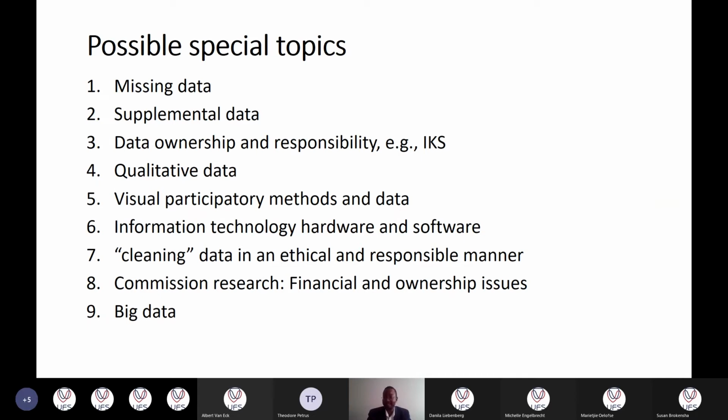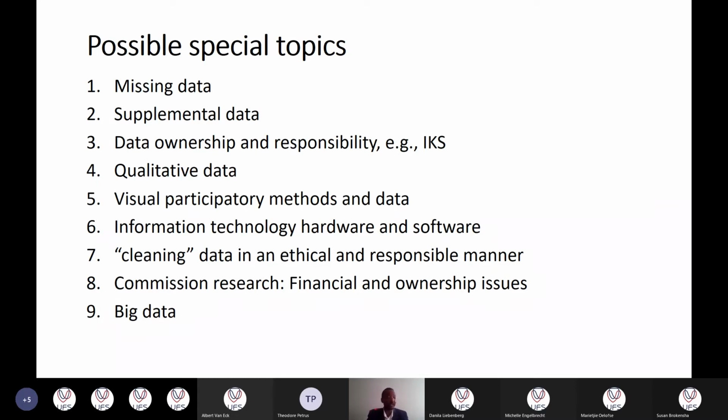The first is missing data, which I will talk about later on, and I believe that colleagues will also talk about this. Supplemental data. How many of you now want to publish with journals, and editors write back to you and say, but you need to provide your data. We need to know what the raw data look like, how you arrived at the results of what you're reporting in your paper.